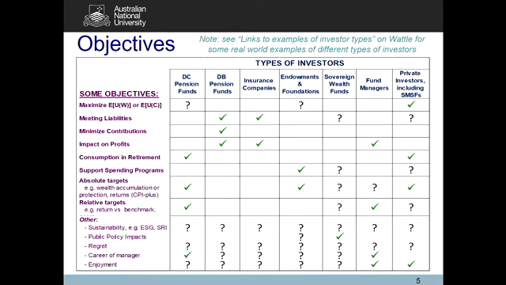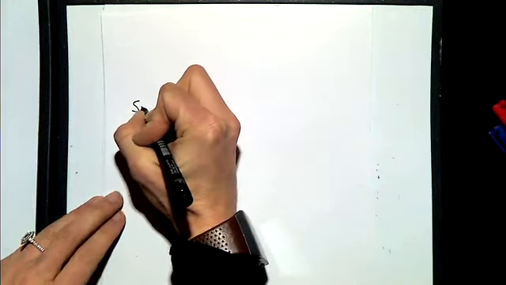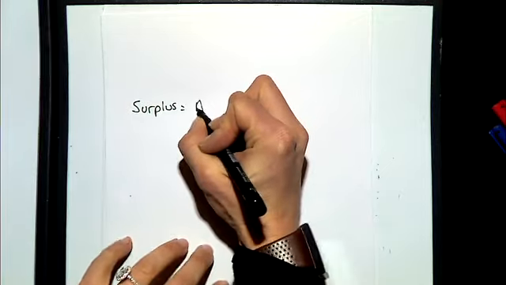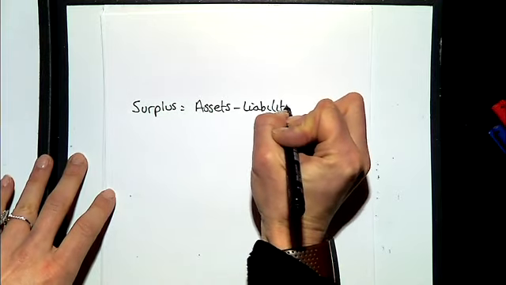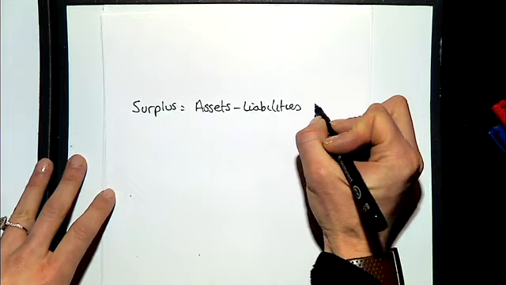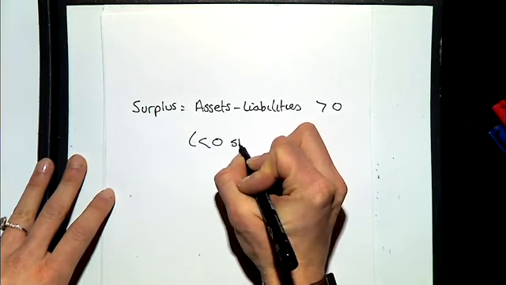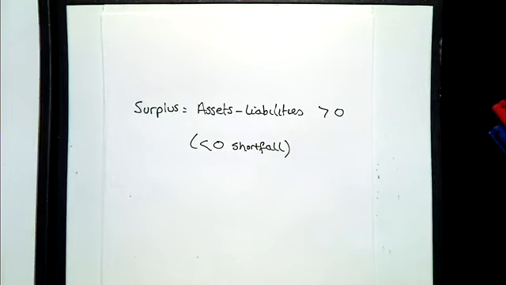Now, the way to think about it is that liability-driven investing is all about whether you're in surplus or shortfall. And we'll talk about this a bit more in week 5, but you can essentially define a surplus as equal to your assets less your liabilities, right? And you want it to be greater than 0. That's a surplus. If it's less than 0, you're in shortfall. I'll come back to this when we look at risk measures.